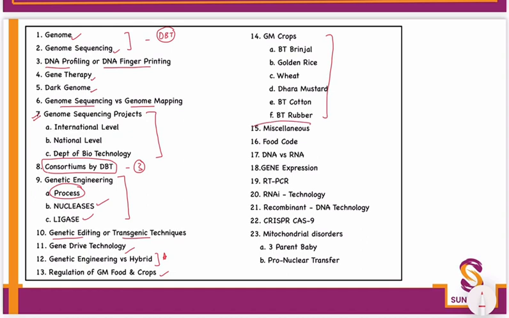And few miscellaneous were also there. For example, Flavr Savr, the first genetically modified tomato, right? So that was also in use, so do that as well. Then there was this food code in use called Codex Alimentarius. You have to do that.